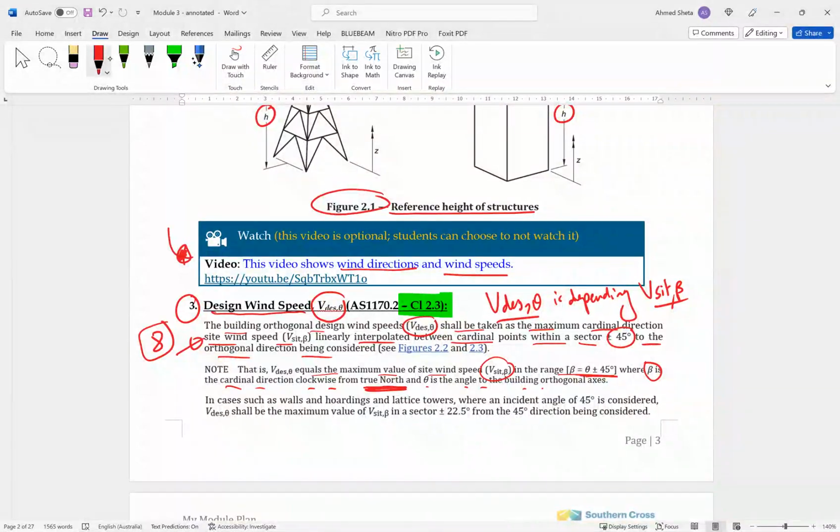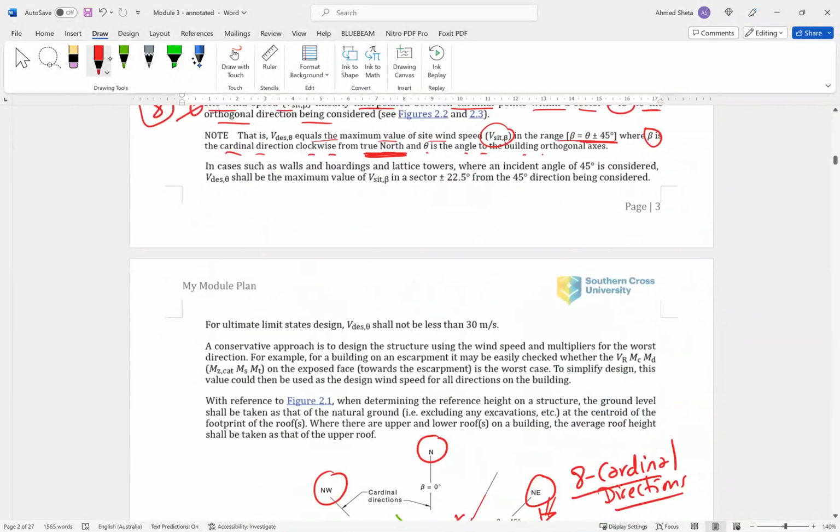Okay, for ultimate limit state design, V design shall not be less than 30 meters per second. So V design theta is greater than or equal to 30 meters per second.